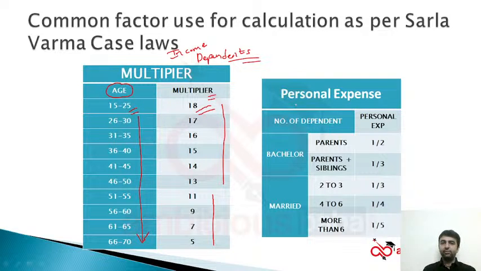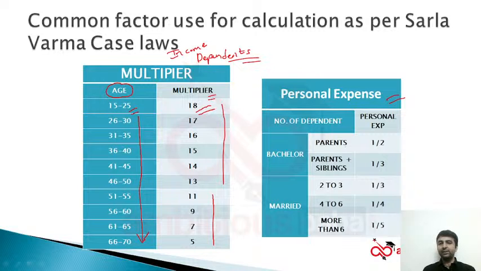Now coming to this table. This table gives an idea of a personal expense. Now for any person who is earning, he will be spending some portion of that particular income on his own expenses. So this is called personal expenses.